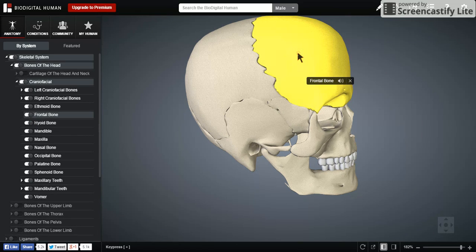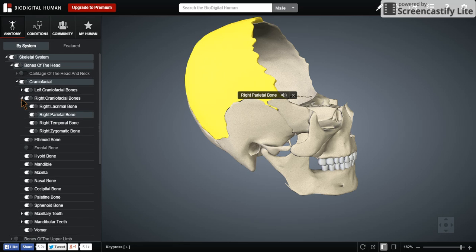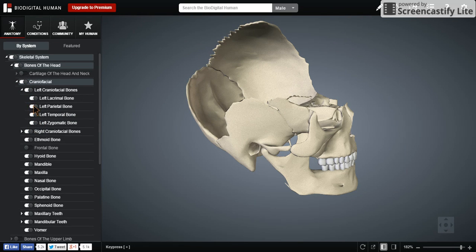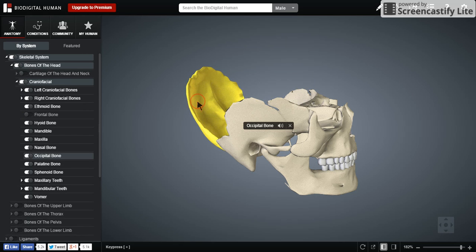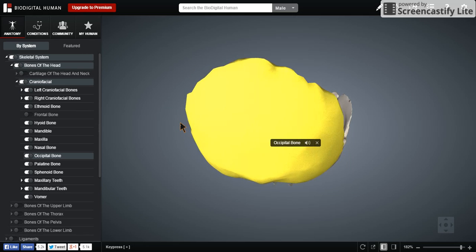I want to take the frontal bone out. I'm going to take the parietal bone out. And then we're going to take the occipital bone out. Before we do the occipital bone, I want to point something out to you.